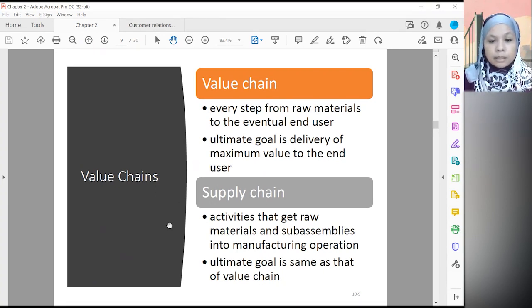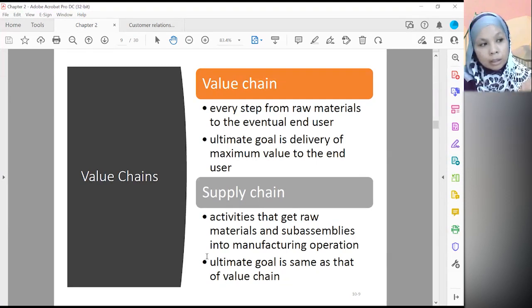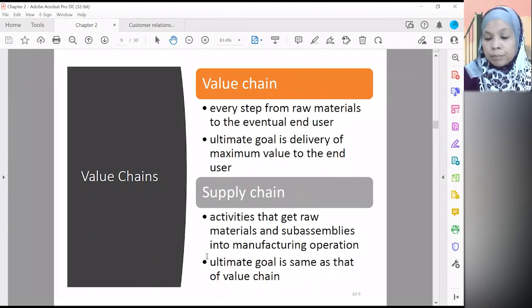Alright, so the supply chain's ultimate goal is the same as the value chain's: to provide the ultimate value. Basically, supply chain is about activities, from getting raw materials until the product reaches the customer. But in the value chain, we talk about what value can be gained throughout the process. Perhaps the value can be maximum efficiency. That is one of the values.